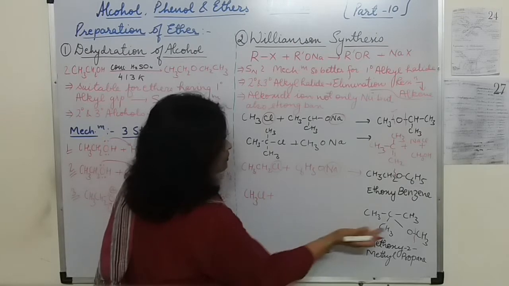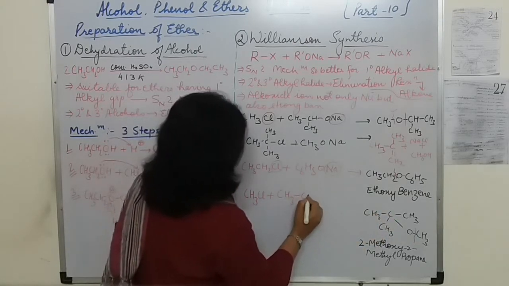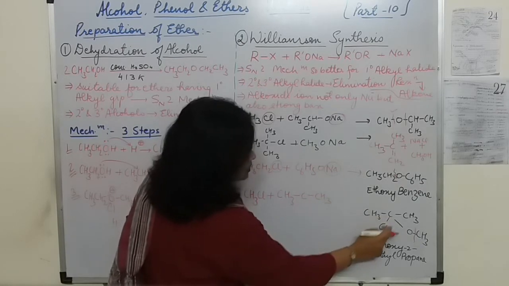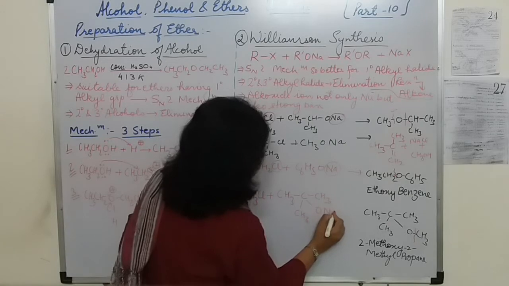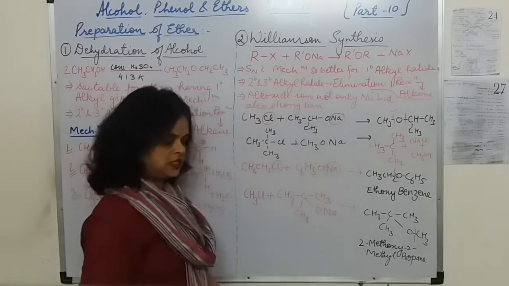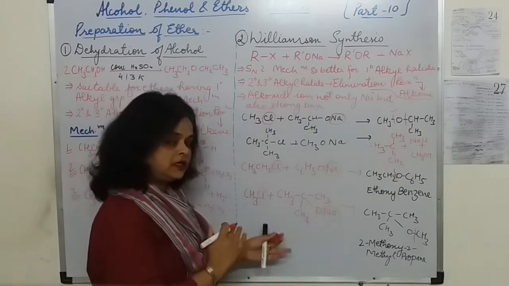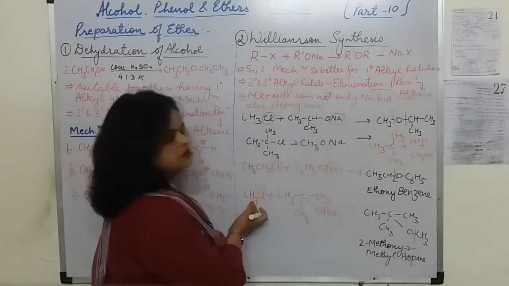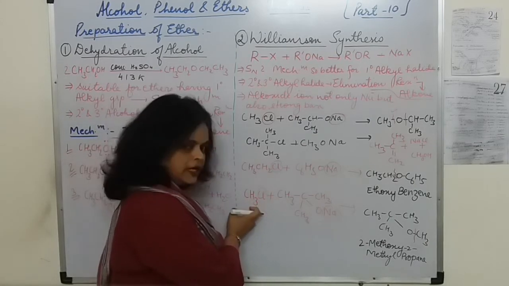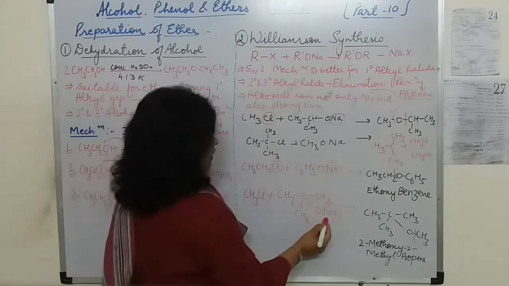So here if we want this product, then we should take CH3Cl, and along with this we will draw the structure of this compound: (CH3)3C with ONa. If we take these reagents, then we get the ether. But if you take the reverse, that is a different one, with this Cl on the tertiary part and this one as the alkoxide part, then it will prefer to undergo an elimination reaction.